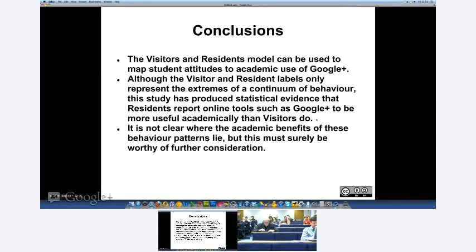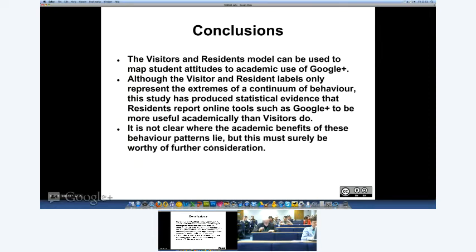Now that's not to say, and Dave White would want me to say this, that being a visitor is a bad academic strategy. A lot of highly successful students are very, very focused in terms of their activity. And so we're going back again now and rethinking where the academic benefits of these two behavior patterns lie, and what that tells us about using social tools with students.